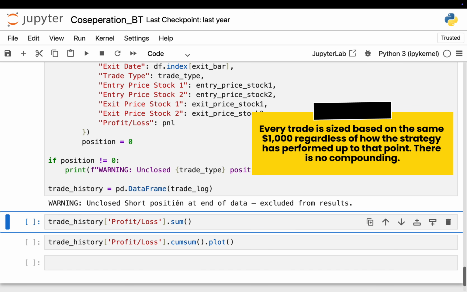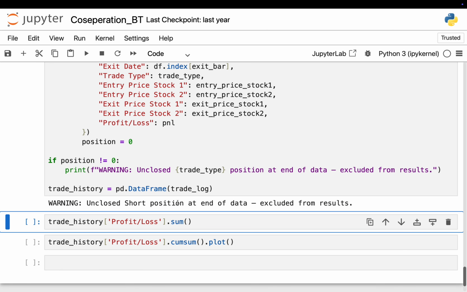Simplification: fixed capital. Every trade is sized based on the same 1K US dollars, regardless of how the strategy has performed up to that point. There is no compounding and no risk scaling. That means the total P&L is a raw dollar figure, not a percentage return you can meaningfully compare to anything without knowing how much total capital was deployed.